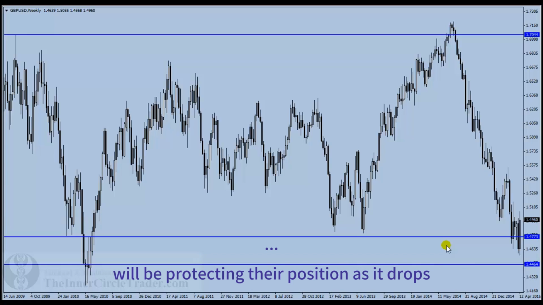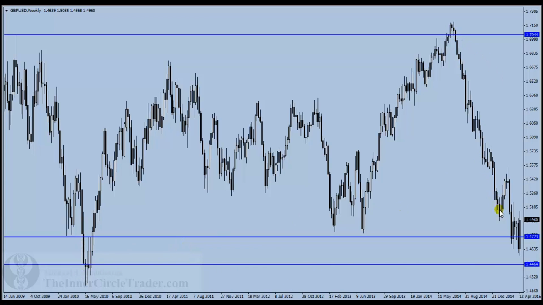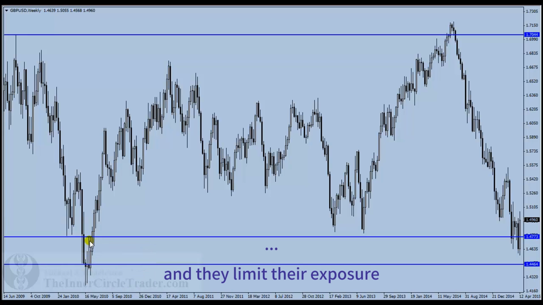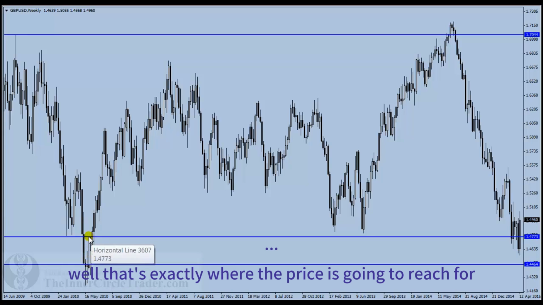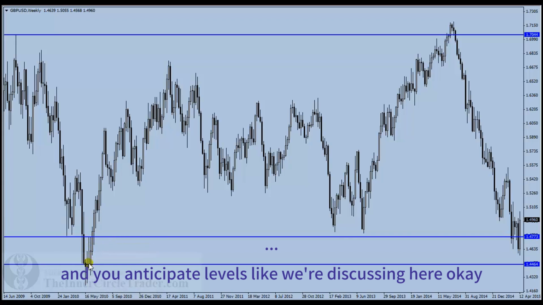So when you're looking at price action and you anticipate levels like we're discussing here, yes, the market's in a sell program. It's in a bearish trend. It is in an area of old institutional interest where there was significant buying back here. We're inside of the range here, right in here. The bearish candle. You've got to use the high to the body.